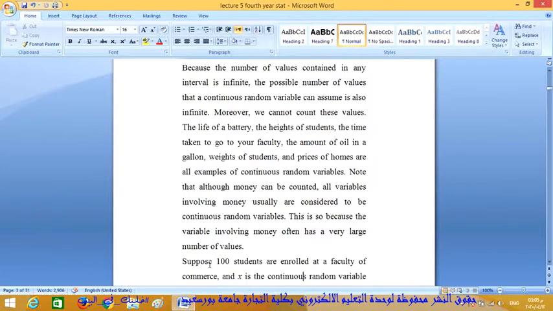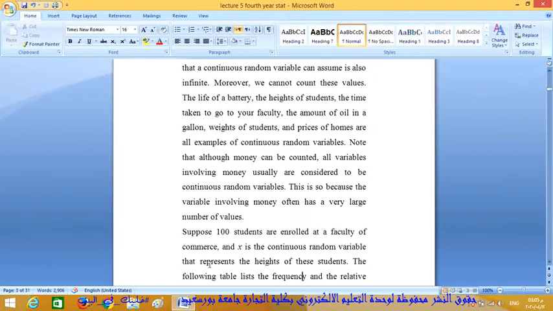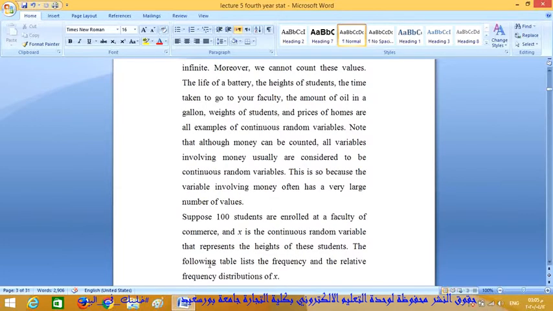Now, suppose that 100 students are enrolled at the Faculty of Commerce and X is the continuous random variable that represents the heights of those 100 students. The following table lists the frequency and the relative frequency distribution of X.